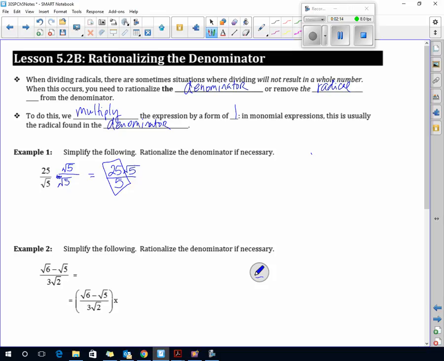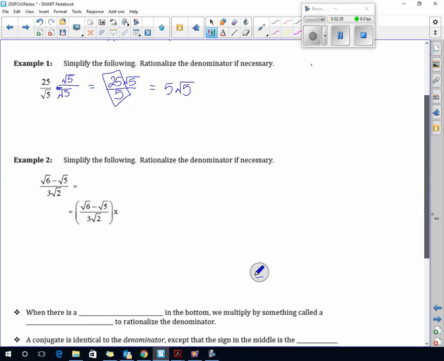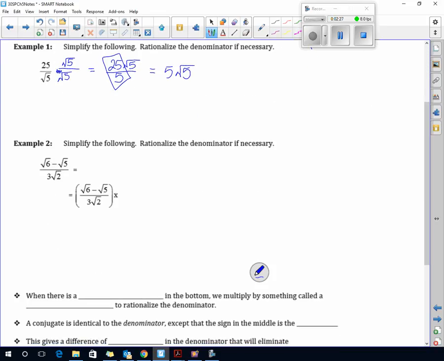Okay. Example number 2 has a whole bunch of radicals. We don't care about the top radicals. We just can't have a radical in the denominator. So what should we multiply the form of 1 by?